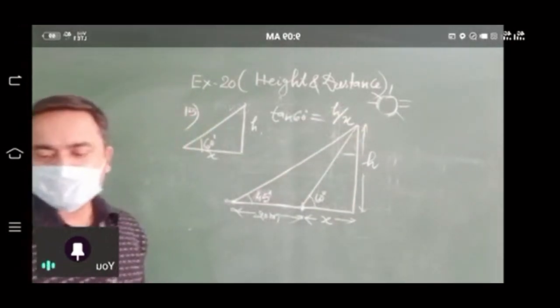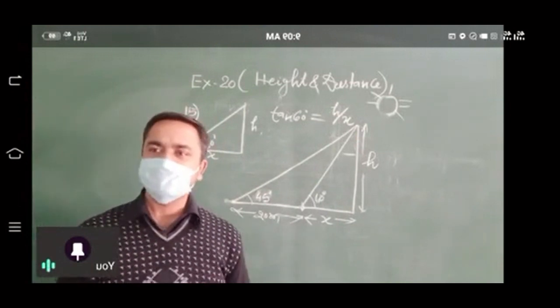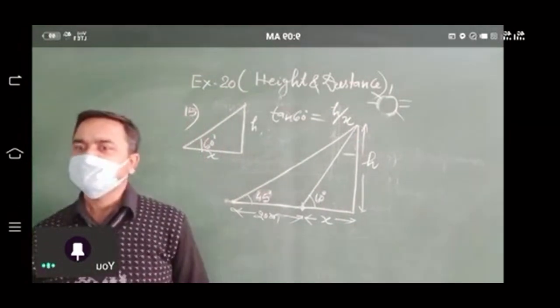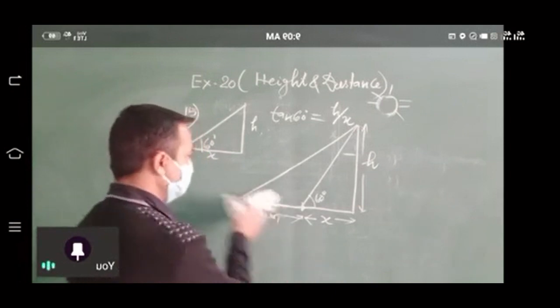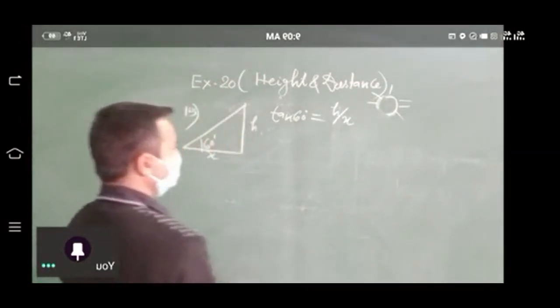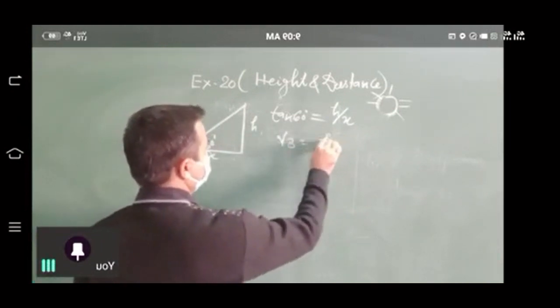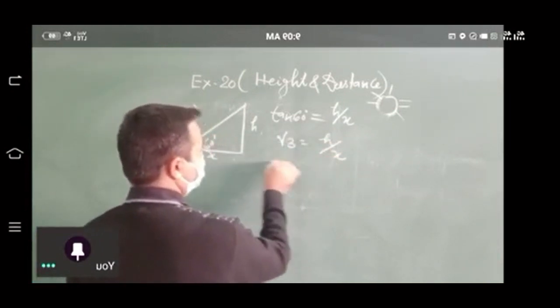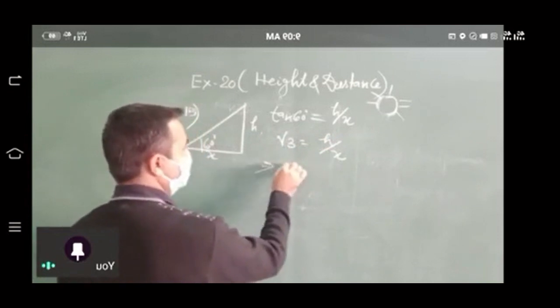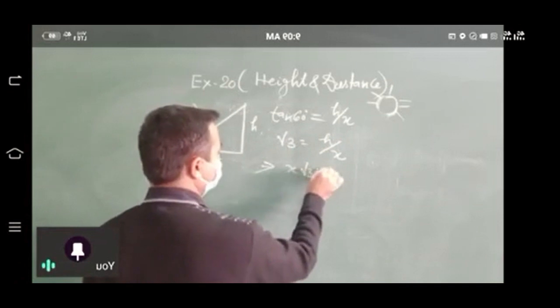Now what is the value of tan 60? Root 3. Tan 60 is root 3. So this value root 3 equals h upon x. Now do the cross multiply. x under root 3 equals h.